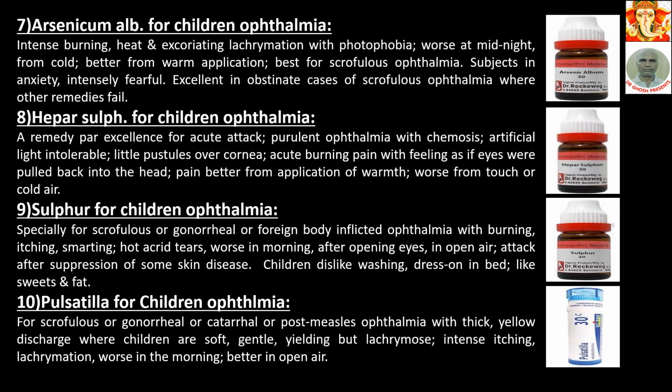Number 10, Pulsatilla for children's ophthalmia. For scrofulous or gonorrheal or catarrhal or post-measles ophthalmia with thick yellow discharge where children are soft, gentle, yielding but lachrymose. Intense itching, lacrimation, worse in the morning, better in open air.